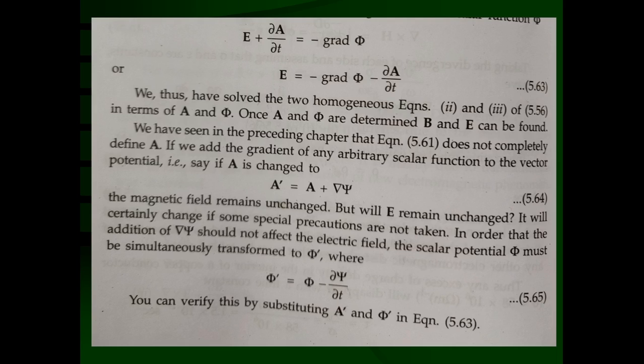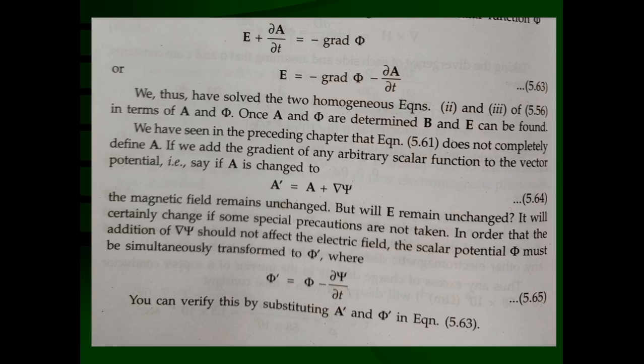So in some configurations, if you can find a scalar potential phi, which is a function of r and t, and similarly if you can determine the vector potential A, we can determine the magnetic field B as well as the electric field E, because B is equal to curl of A and E is equal to minus grad phi minus del A upon del t.